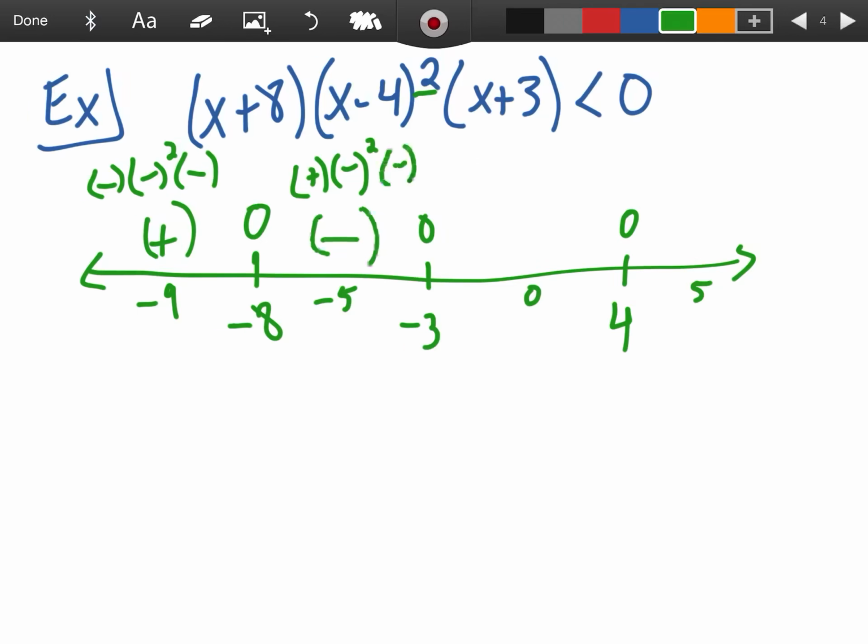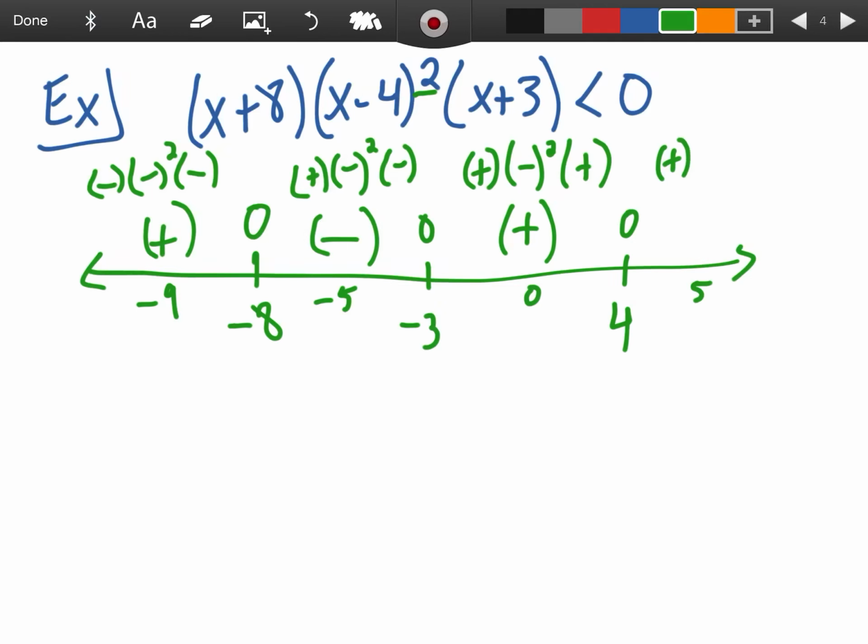Let's move on to 0. I plug in 0. I'm going to get a positive. I plug it in here. I get a negative squared. And finally, I plug it in here, and I get a positive. 0 plus 3 is positive. So positive times negative squared is positive times positive. Well, all three are positive, so it's positive overall.